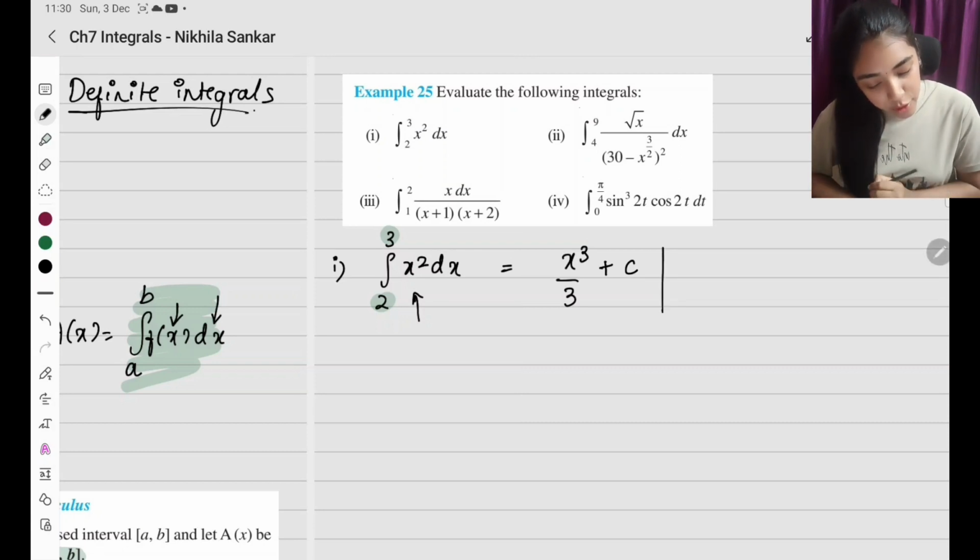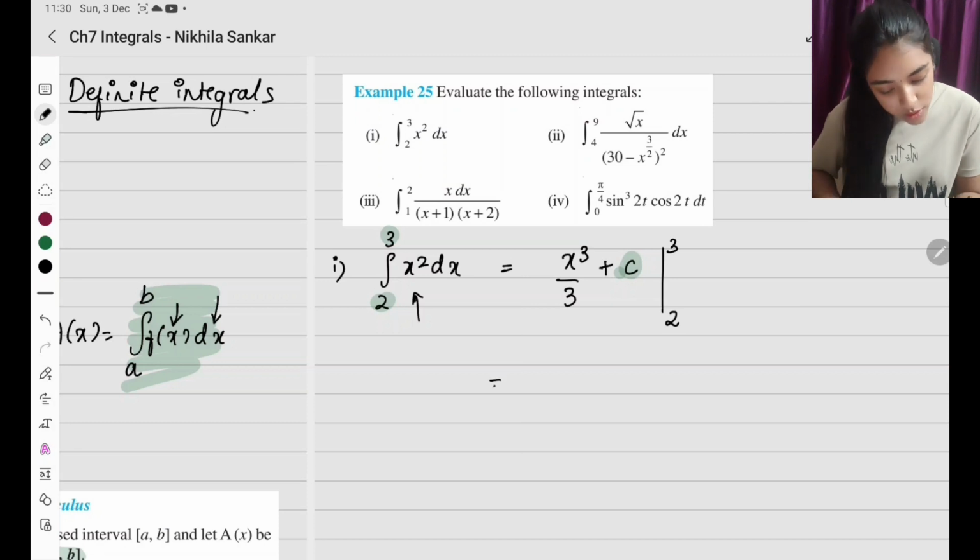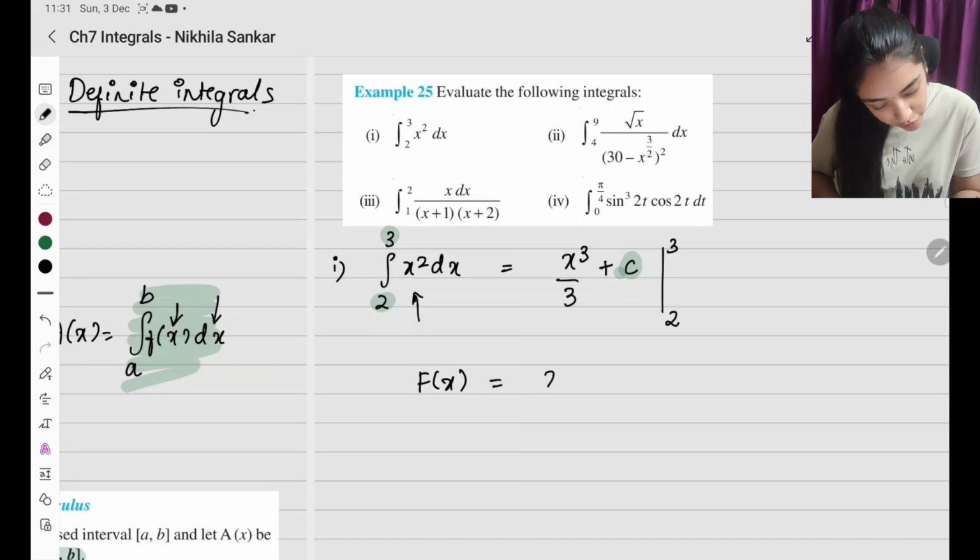So here I am going to substitute my lower limit and upper limit. In the plus c vandu namakku theva kadayadhu. I will show you why it is not needed. So basically when I substitute the lower limit and the upper limit, how is the substitution going to work? So this is my F of x. F of x is going to be x cube divided by 3 plus c.